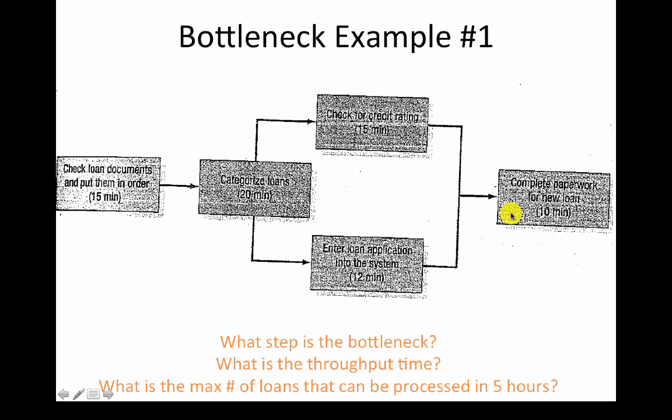So what is the maximum number of loans that can be processed in 5 hours? If you think back to that previous example, we took the available time and then divided it by the amount of time for that bottleneck step. Okay, so 5 hours, you would think you'd have 300 minutes. So 300 minutes divided by the 20 minutes for that step, and that means you could have 15 people come through in 5 hours, or 15 loans.